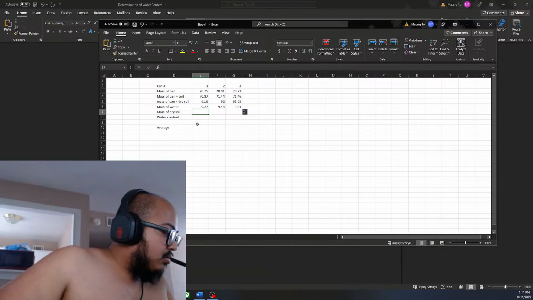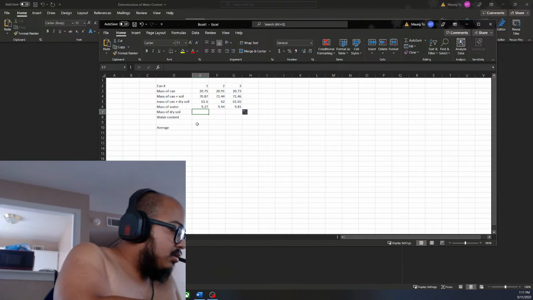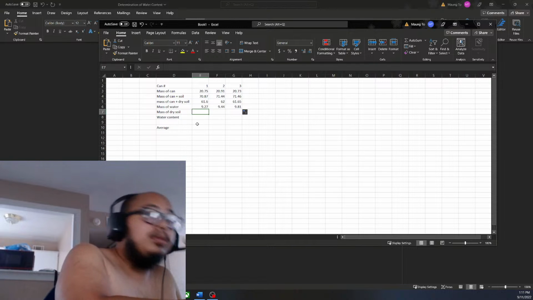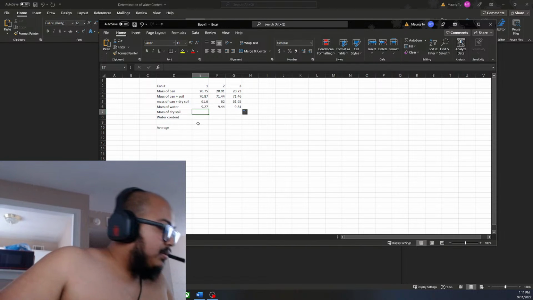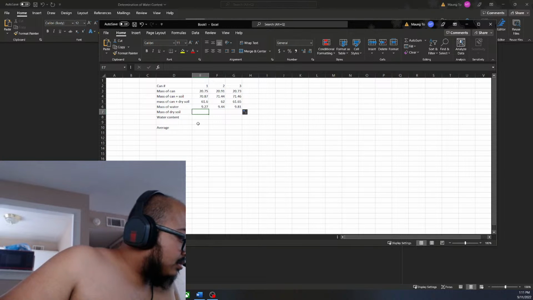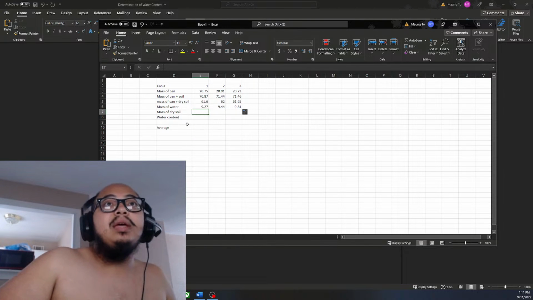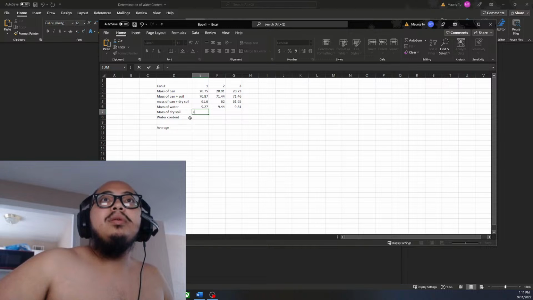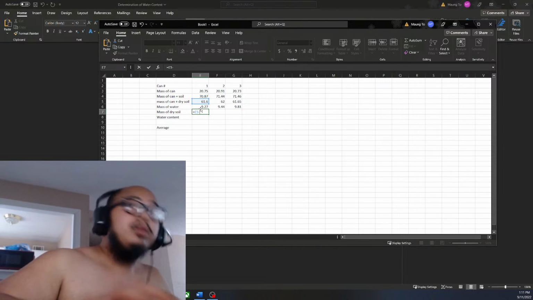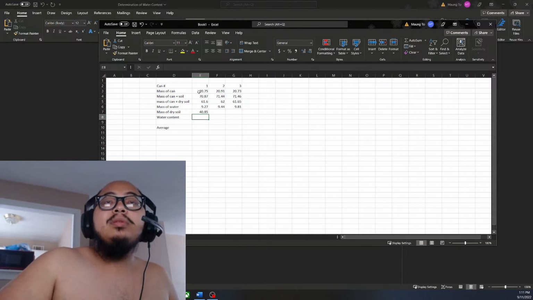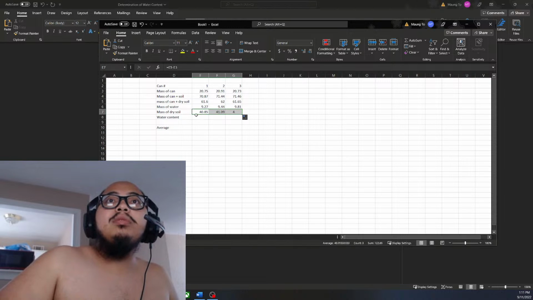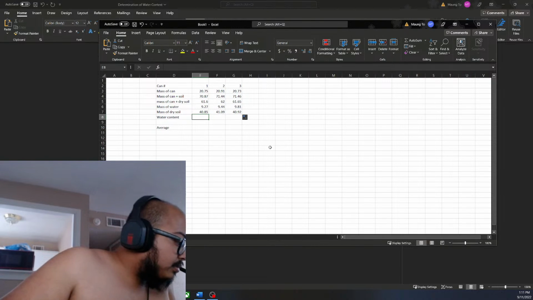Mass of the dry soil, which is M3 minus M1. So this one, wait, what? Oh, it's M1. So let's see. Mass of the can's M1. Okay, so M3. So it'll be this one minus this one. Be 40.87. That's not bad.